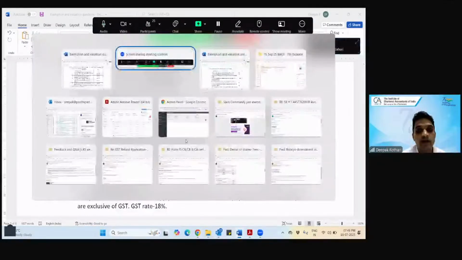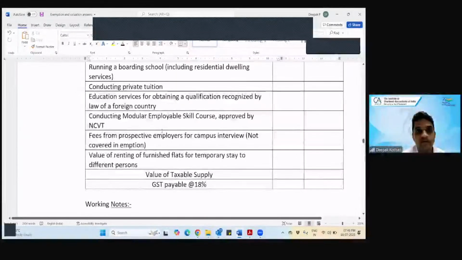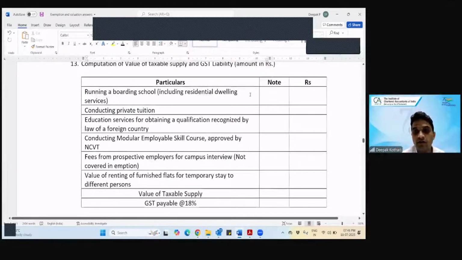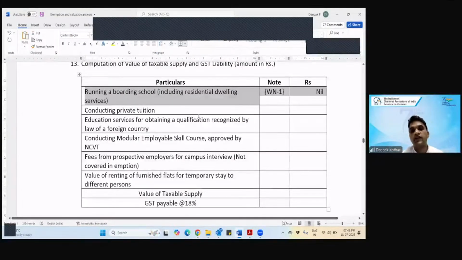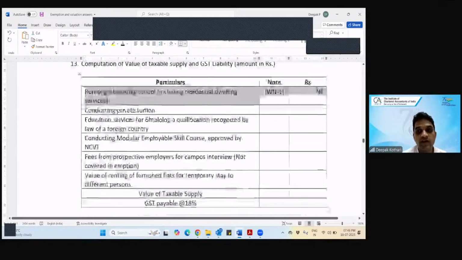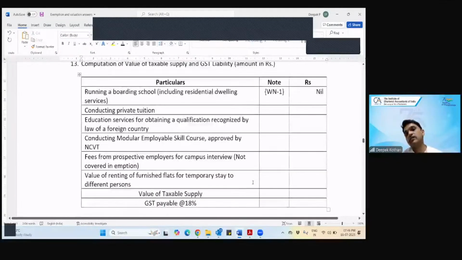Question number 13. The answer is here. Running of boarding school, right? For that, I have a note and a value. What is the working note number one? Running a boarding school is not taxable since education up to higher secondary school is exempt vide entry number 66, and renting of residential dwelling is also exempted. Even though they have given renting of residential dwelling as a separate value, it is part of the educational services, so that is also exempted.